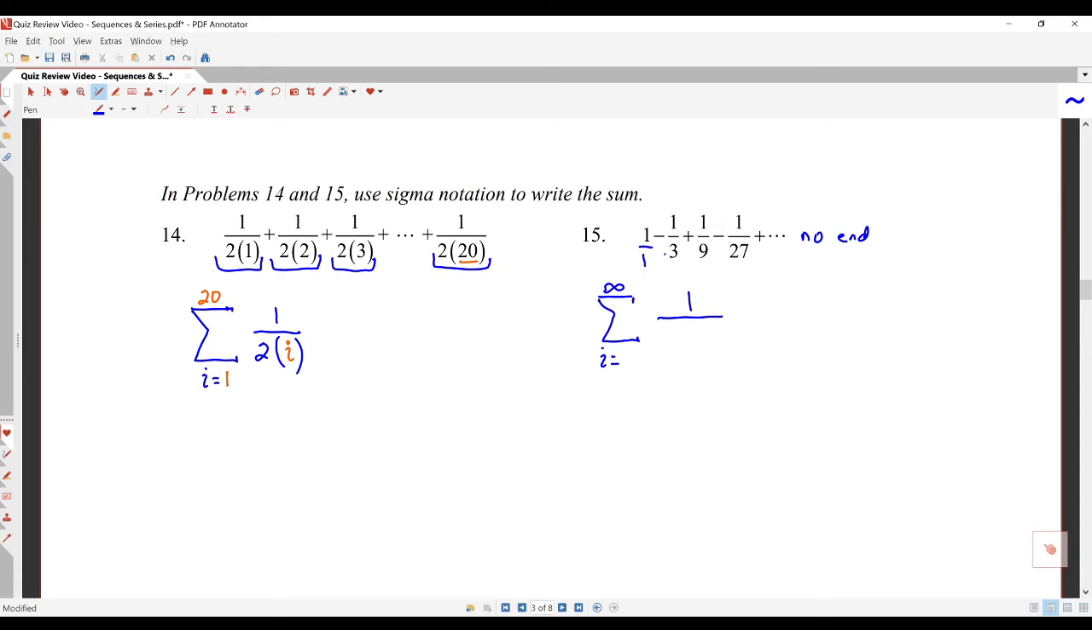I look at my denominators: 1, 3, 9, 27. And this list, and again, the more you're exposed to it, the more you will see it, is actually the powers of 3. 3 to the 0 is 1. 3 to the 1 is 3. 3 squared is 9. And 3 cubed is 27. So my denominator is 3 to the I power. But I must begin at 0 in order to get that first denominator of 1.